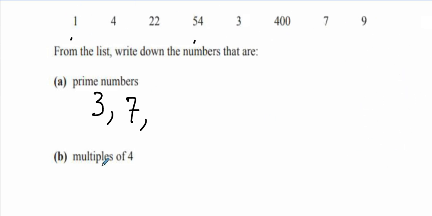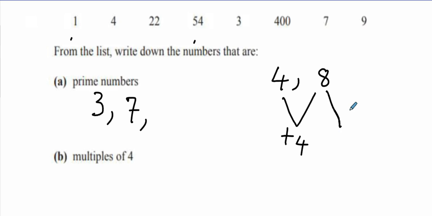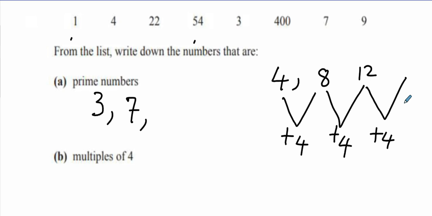Multiples of 4. We start with 4. Then to get the next number, you add 4 over here. You get 8. From 8, you add 4, you get 12. From 12, you add 4, you get 16. Multiples do not end. Now what are multiples of 4?